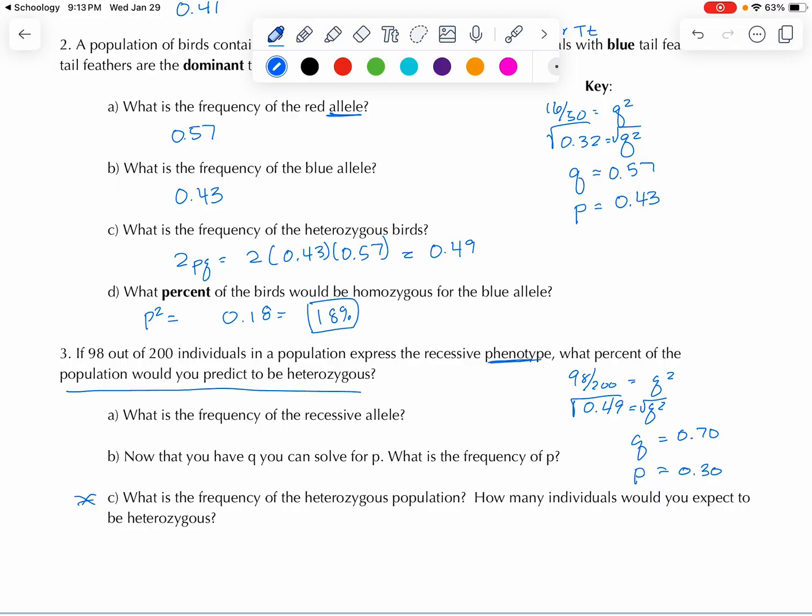So what is the frequency of the recessive allele? That's going to be Q. It's 0.70. Now that we have Q, you can solve for P. What's the frequency of P? It's 0.30. So it says, what's the frequency of the heterozygous population? It's going to be 2 times 0.30 times 0.70. So 0.6 times 0.7 is going to be 0.42.